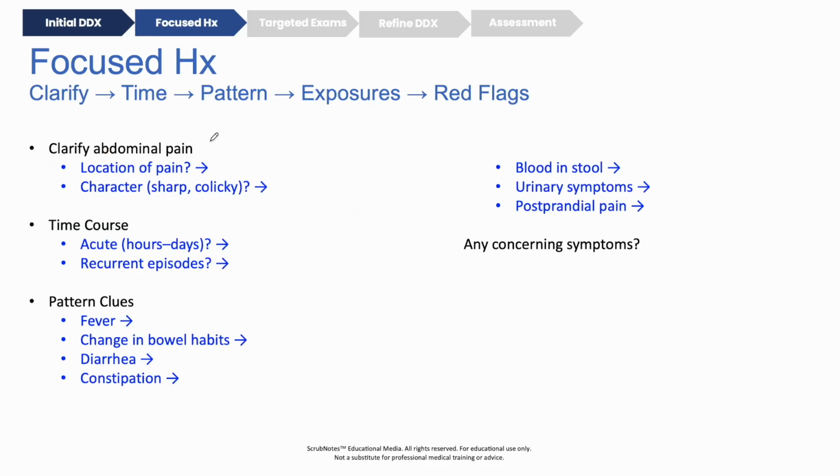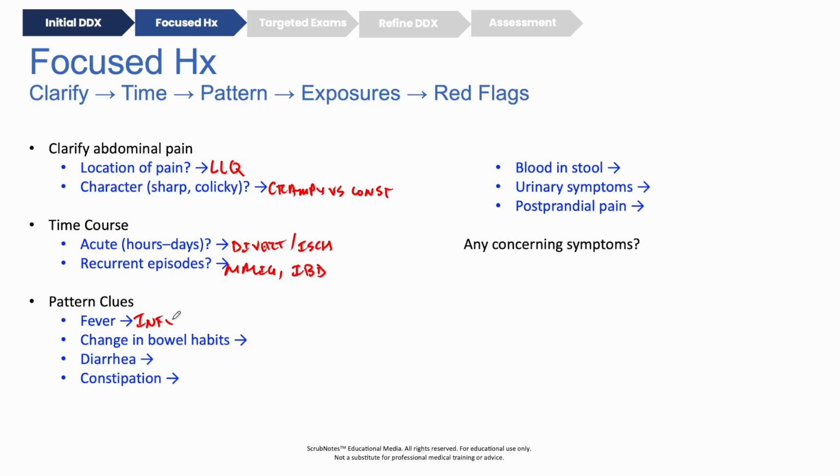Now is where we ask targeted questions. You want to clarify their abdominal pain. So you can ask about the location, if it's sharp or colicky. Next, we want to ask about the time course. How long has their pain been going on? If it's acute, you're probably thinking more diverticulitis or ischemia. Have they had recurrent episodes? That might be more indicative of malignancy or IBD.